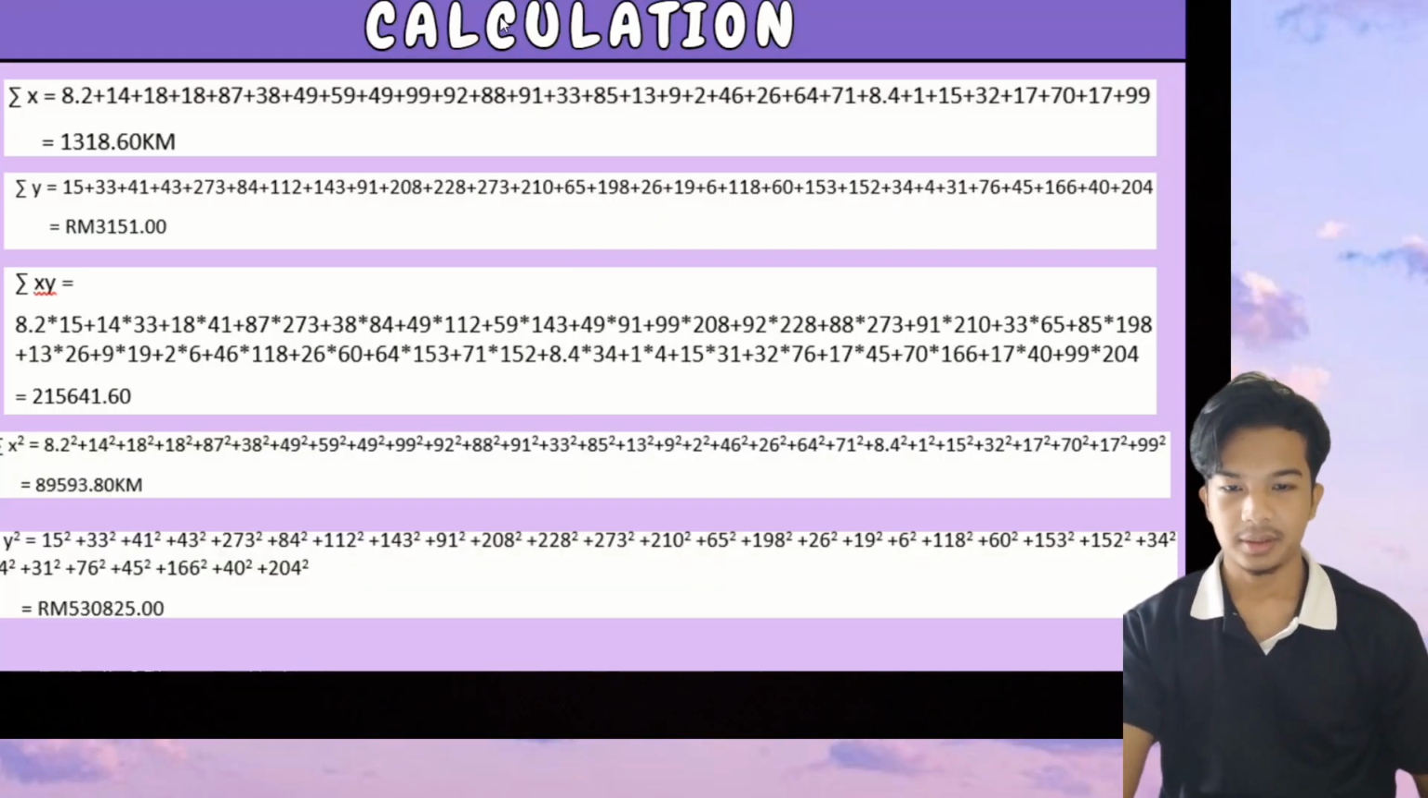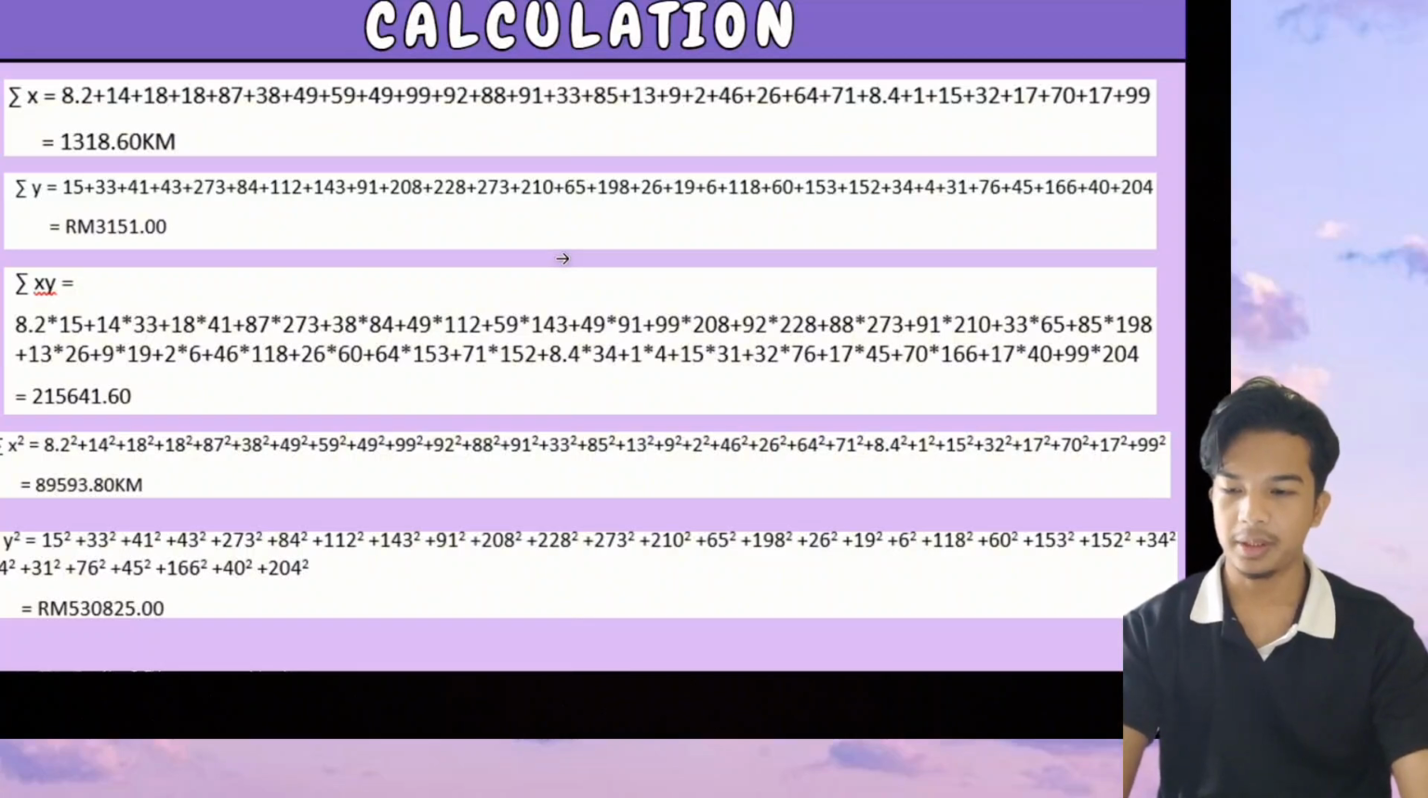As my part is the calculation, I calculate the summation of X, which is equal to 1318.6 km, and the summation of Y, which is the variable for the price of Grab e-hailing car, which is equal to 3,151 ringgit.